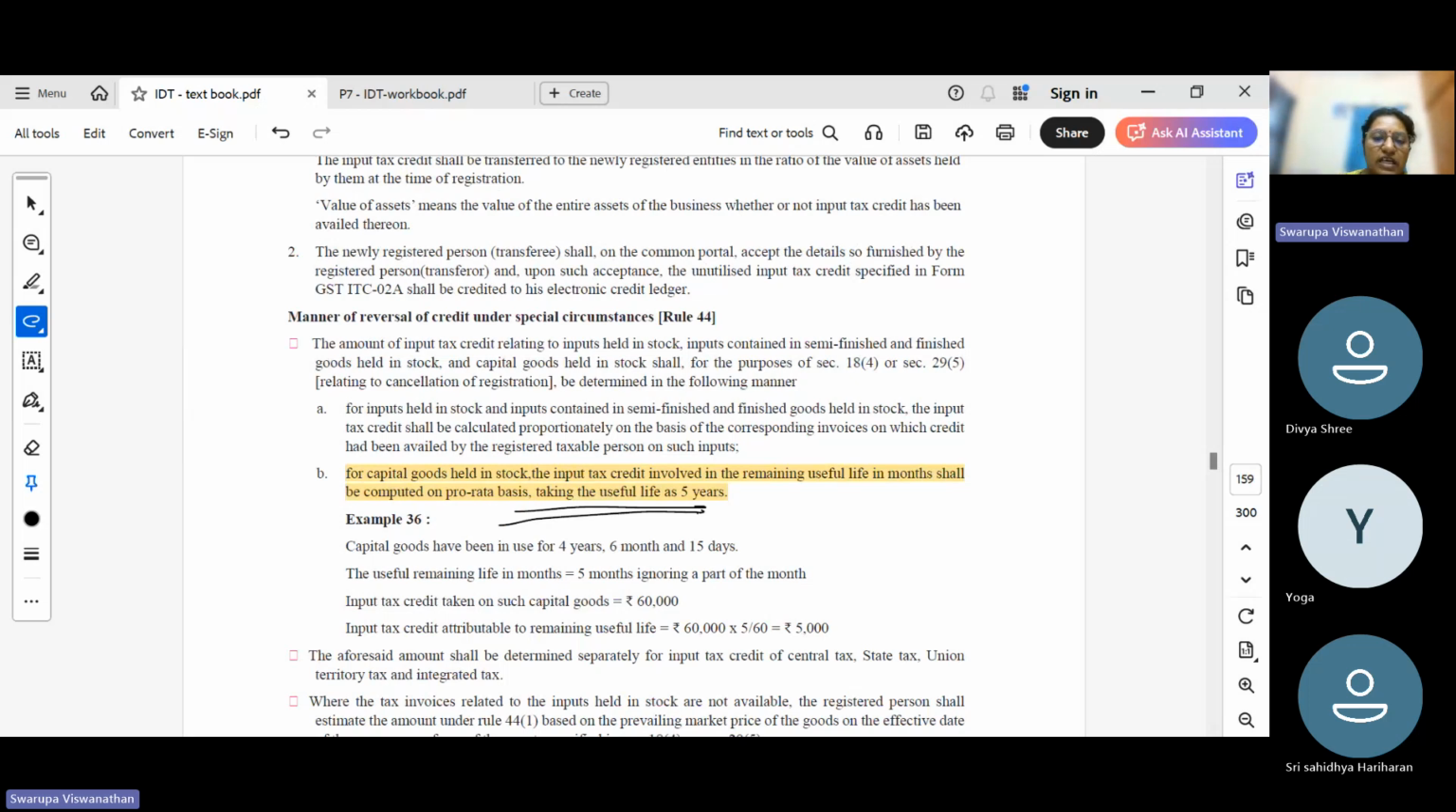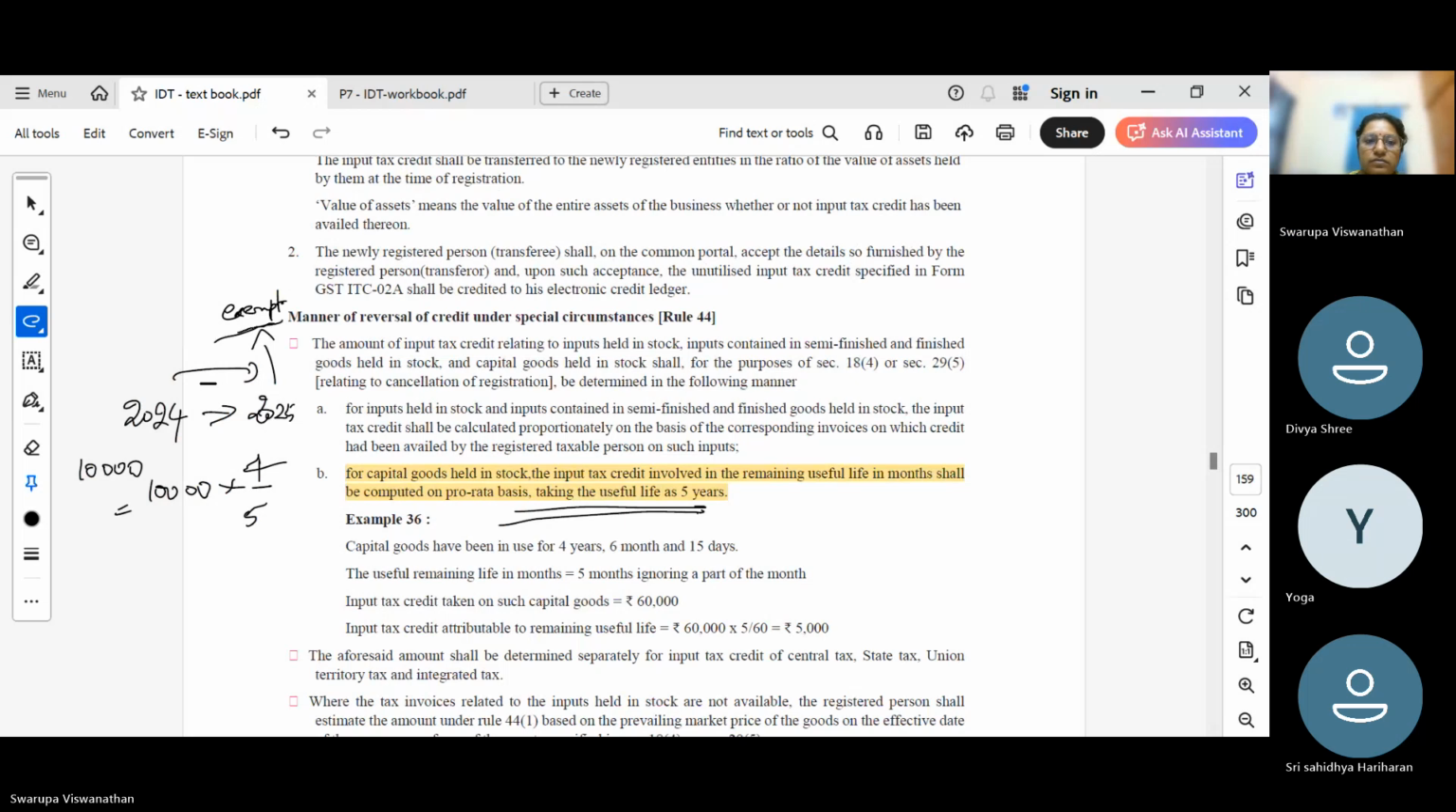If I have purchased a particular capital good in 2024, and the cost is 10,000, now I have to reverse 10,000 into how many years has gone by? 1 year has gone by. So 1 by 5 I have to take, and the balance 4 by 5 I will have to reverse, because from 2025 my product is exempt. So for 1 year only I can avail the credit. The balance 4 years I have to reverse the credit.